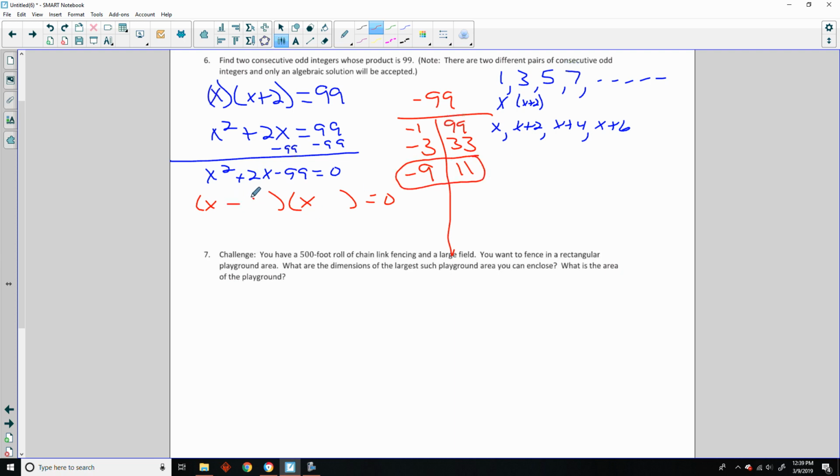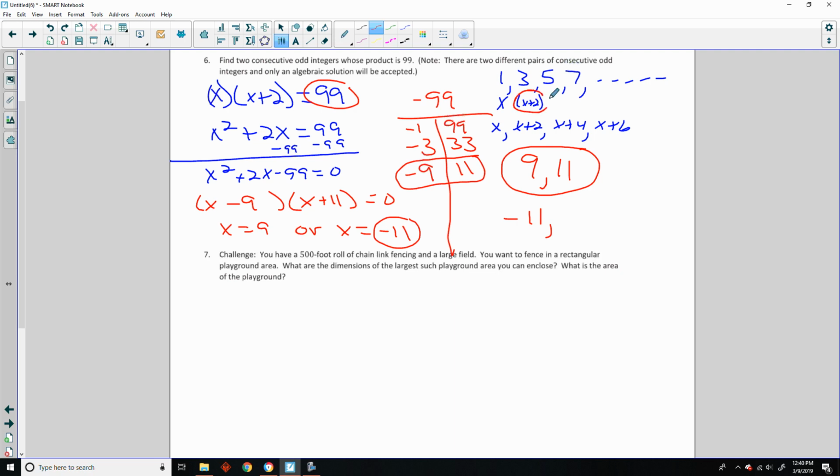So (x minus 9)(x plus 11). Therefore, x has to equal 9, or x equals negative 11. Find two consecutive odd integers whose product is 99. There are two different pairs of odd integers. If x is 9, x plus 2 is 11. So there's one pair of odd integers whose product is 99. And the other one is negative 11. When I plug in negative 11 plus 2, I get negative 9. So the consecutive odd integers negative 11 times negative 9 is 99.